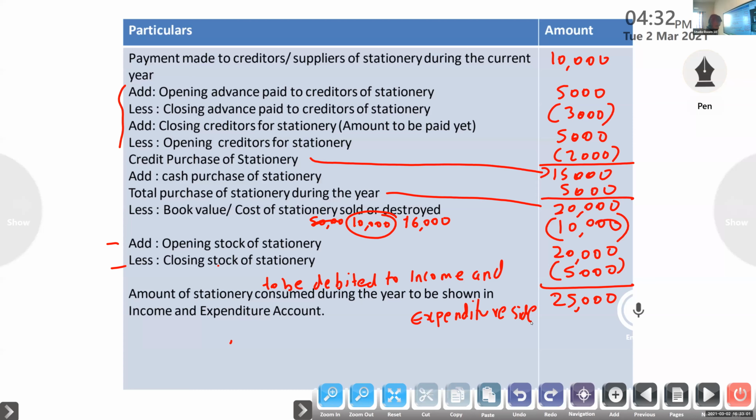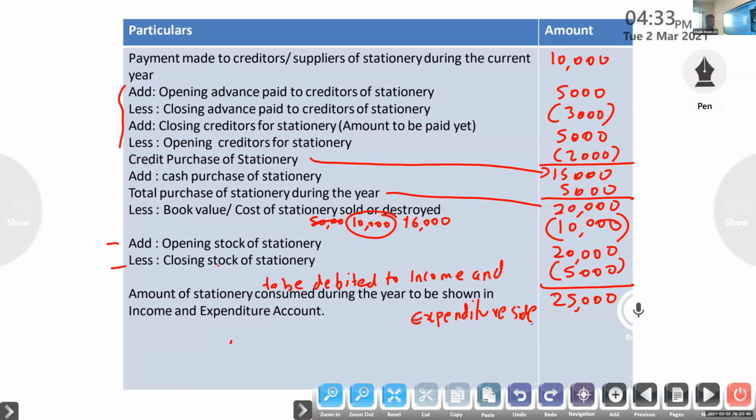So we are doing one problem. Okay, so we'll start. Any doubts? So first question, from the following information, calculate the amount of sports material to be debited to income and expenditure account for the year ended 31st March 2018.